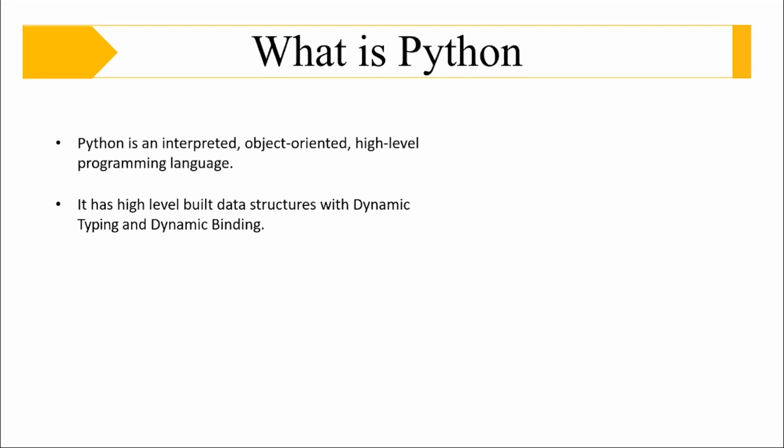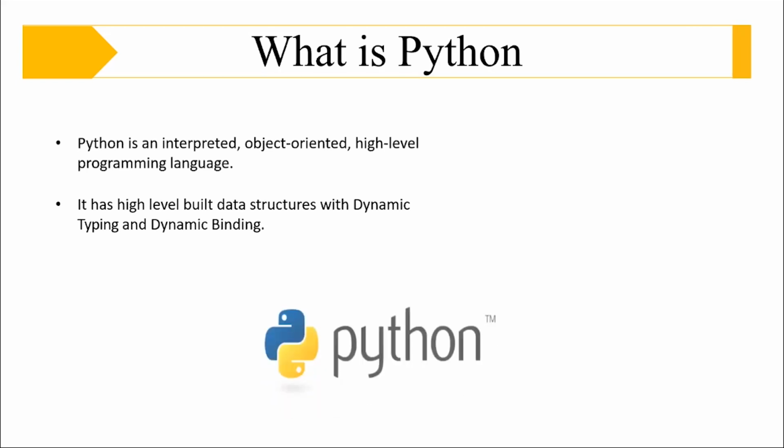Data structures or data types are primarily classified as primitive data structures and non-primitive data structures. Under primitive data structures, we have integers, floating point numbers, booleans, strings, and so on. And in non-primitive data structures, we have arrays, trees, graphs, stacks, queues, and all. In addition to this, Python has high-level built-in data structures known as sequences or collections. Under sequences or collections, we have strings, lists, tuples, sets, and dictionaries.